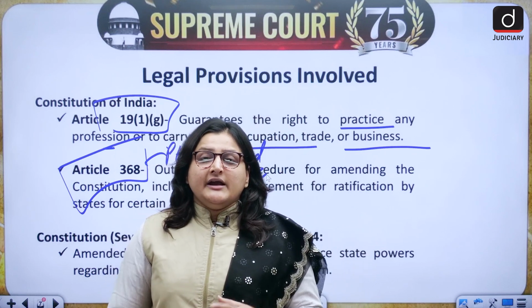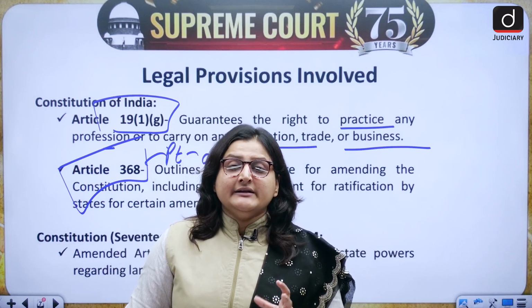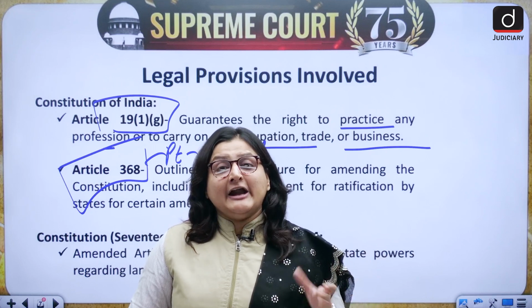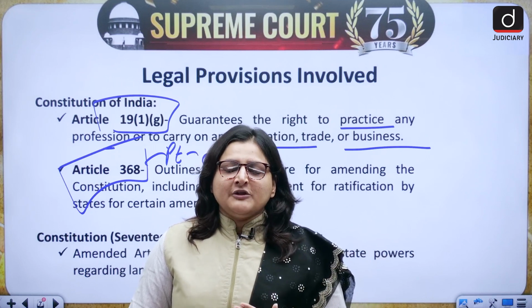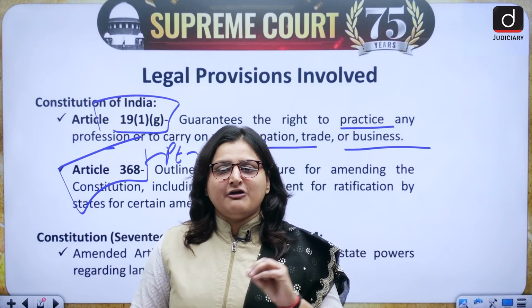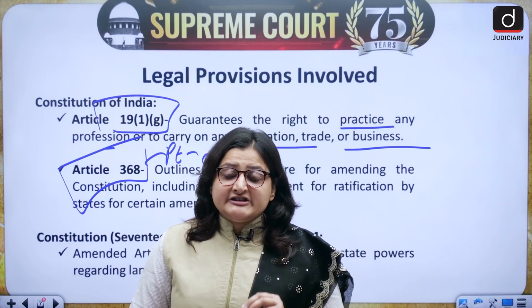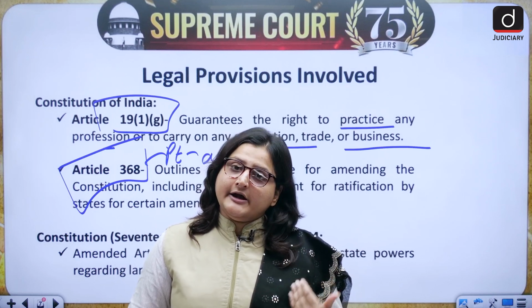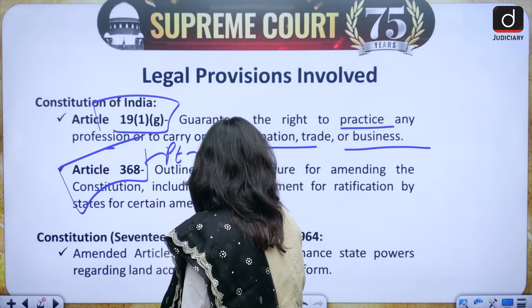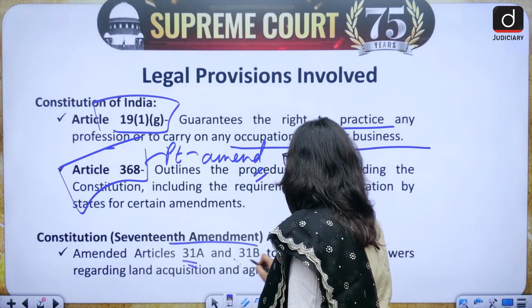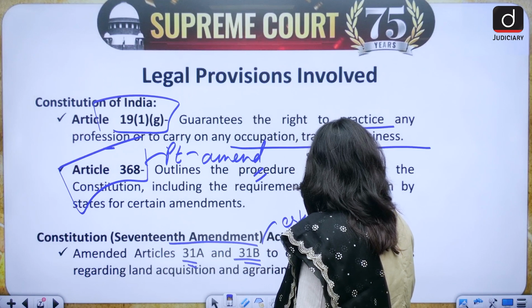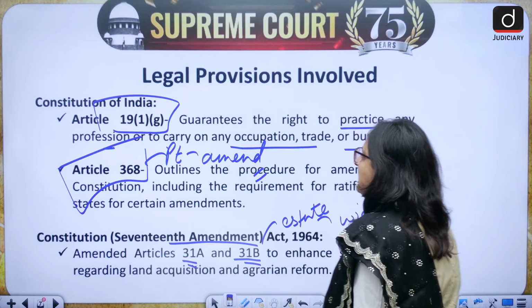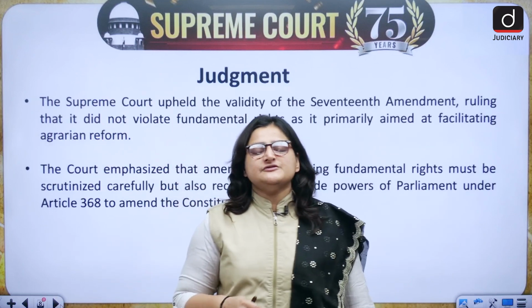In Sajjan Singh, it was claimed that ratification was not asked from the states, because land is a matter of the State List. When you are exercising your power of amendment, ratification is needed if something concerns the State List. So what about that ratification? He contended that also. And in Articles 31A and 31B, the word "state" has been given a wider meaning through this 17th Amendment. These are the key provisions involved in this case.